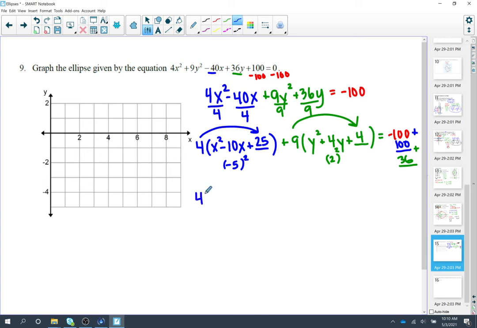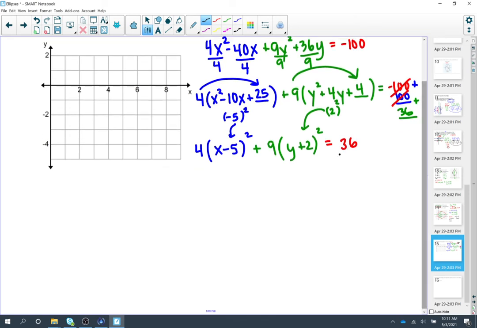Then we're going to go back and factor. You still have your 4 times, inside, that's going to go to x minus 5 squared. Remember that negative 5 just drops into place. Plus, don't forget your 9 inside, y plus 2 squared, because that 2 just drops into place. Equals negative 100 plus 100, those are going to cancel, which leaves us with our 36. At this point in time, this is still not standard form of an ellipse because standard form of an ellipse, you have to equal to 1. Right now, we're not equal to 1, we're equal to 36.